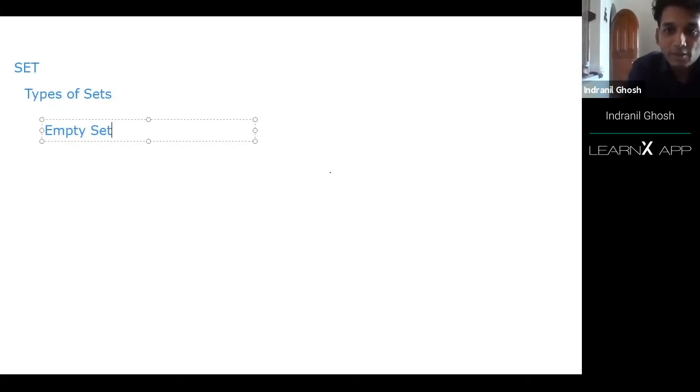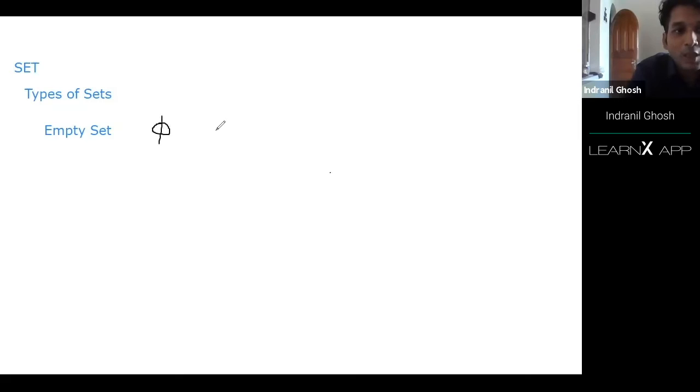Now we can have various types of sets also. First, the empty set. Do you know what an empty set is? A set which does not contain any element. किस तरीके से हम लोग डिनोट करते हैं empty set को? Sir, phi. Yes, we write it as phi for the empty set, which does not contain any element.